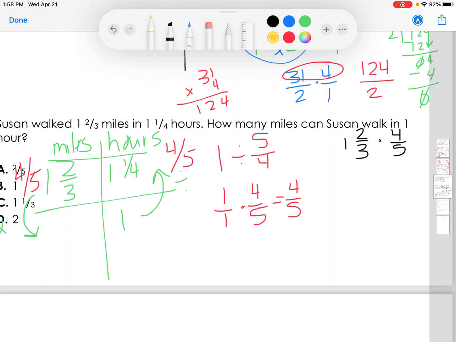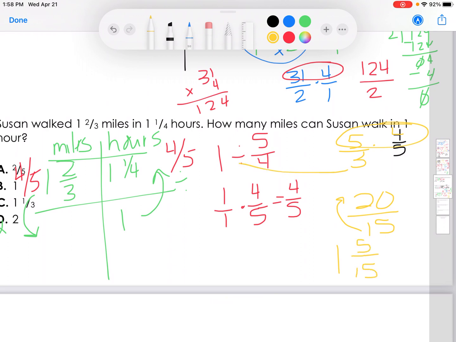So again, I have to change it from a mixed number to an improper fraction. 1 times 3 is 3, plus 2 is 5. So I have 5/3 times 4/5. So I multiply across. 5 times 4 is 20. 3 times 5 is 15. Wow, now I got to think, how many times does 15 go into 20? 15 goes into 20 one time with 5 left over, right? Because 20 minus 15 is 5/15.